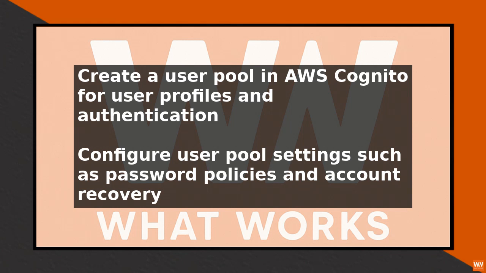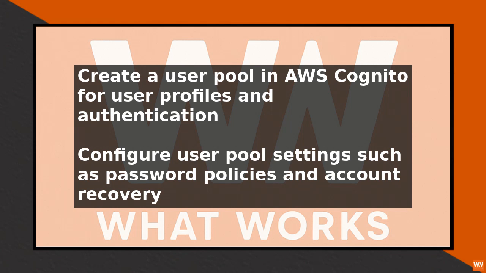Step 2. Configuring AWS Amplify. To integrate AWS Amplify with Cognito, you need to install the AWS Amplify CLI and configure your project. Run the command amplify init to initialize your project, and then run amplify add auth to add the authentication module. This will prompt you to select Cognito as the authentication provider.